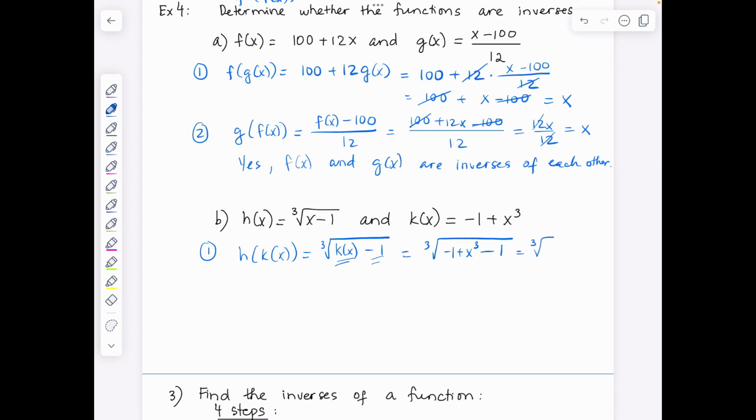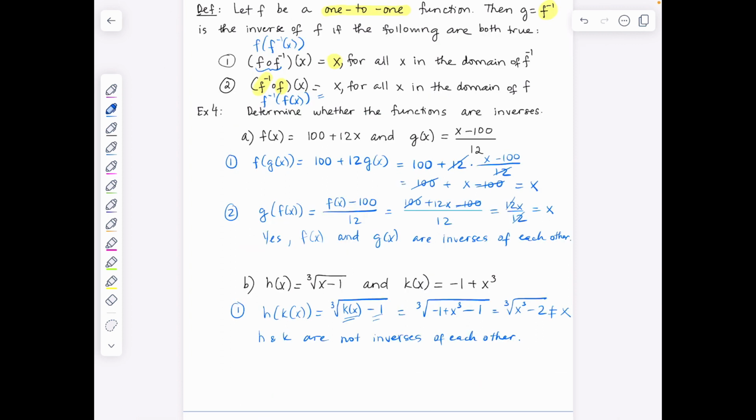Simplify this. This will give me x cubed minus 2. This cannot be reduced to x in any way, so it failed the first condition, and therefore we can conclude that they are not inverses of each other. So h and k are not inverses of each other.